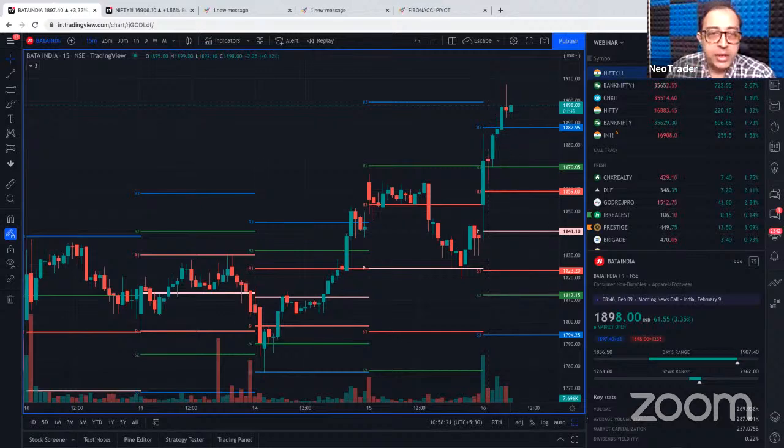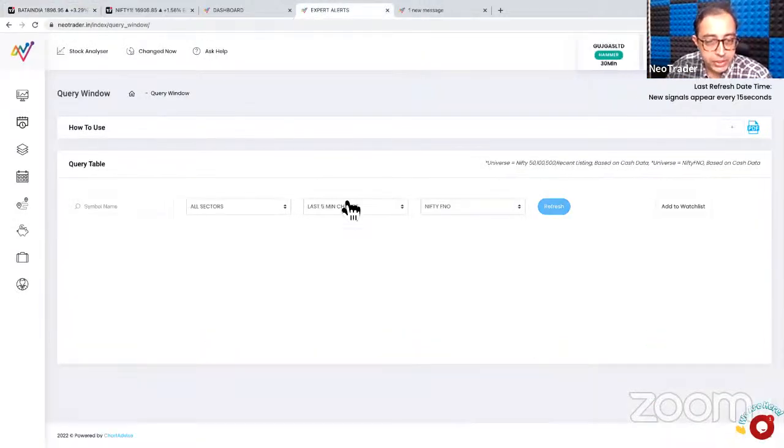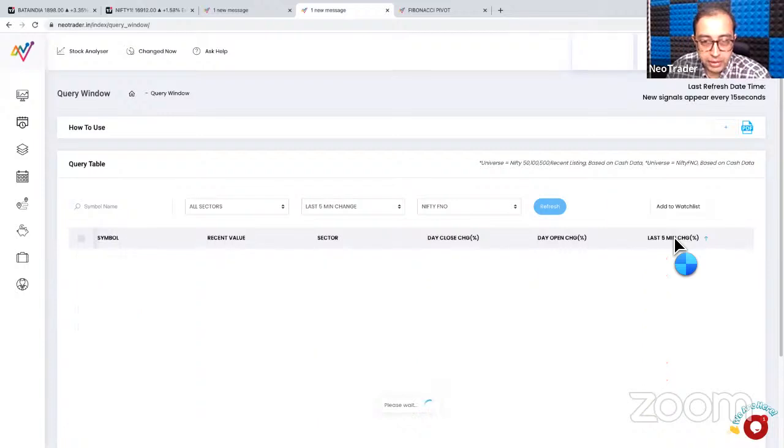So if you guys have any questions, you can ask me as we are nearing the end of this session. We have identified some good trades here. We saw Bata, we saw Pidilite, we saw Astral, we saw Dixon. So these are some good opportunities here. And as I wait for the questions, let me just take a look at what is in action right now using the query window.